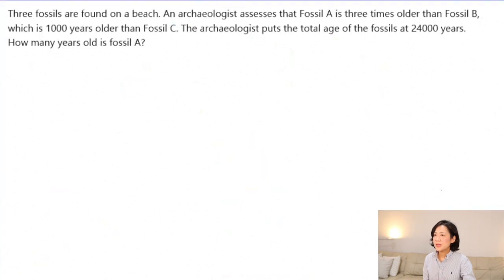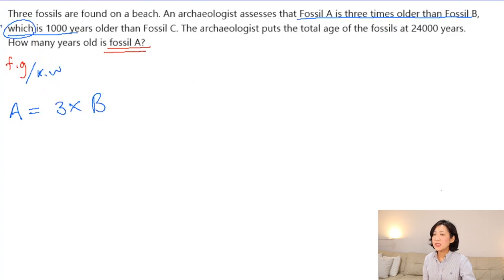Now, next question. What's our final goal? Our keyword, final goal, is to find how many years old fossil A is, and then we can get the information about fossil A. Fossil A is 3 times older than fossil B, so we can say the expression for A is 3B. Then B is what this is talking about, fossil B, right?